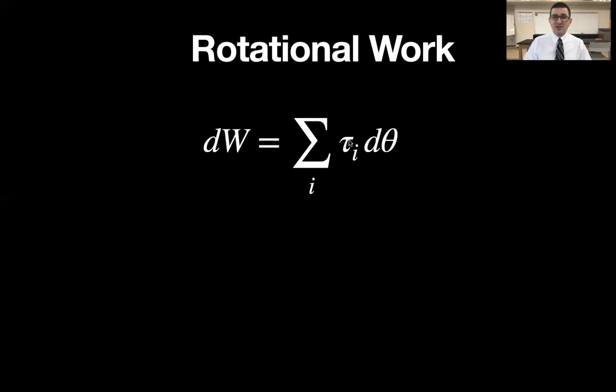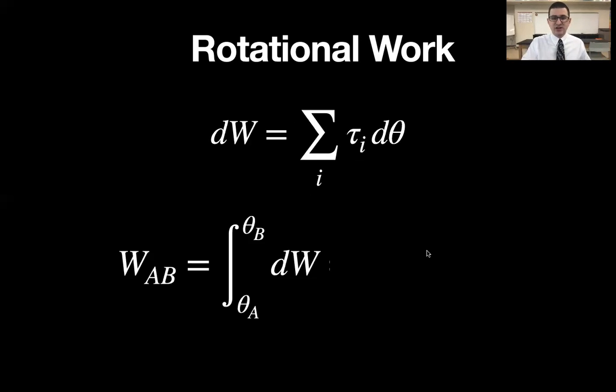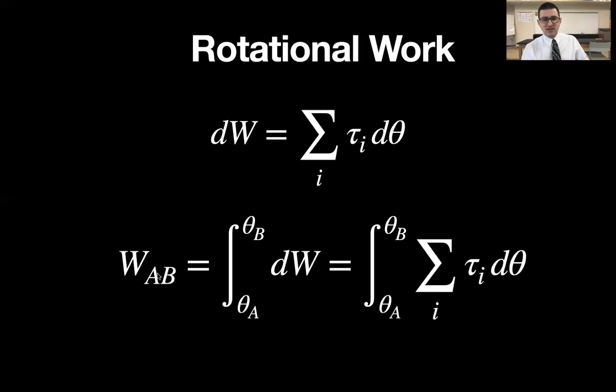And so if I want to find the total amount of work, then I can just integrate all of these little thetas. If I want to find the work done from angle A to angle B, theta A and theta B, I can just integrate from theta A to theta B of all the little amounts of work. Since the little amounts of work can be found by the net torque through the angular displacement, the work from A to B is the integral of the net torque through the angular displacement, evaluated from theta A to theta B.